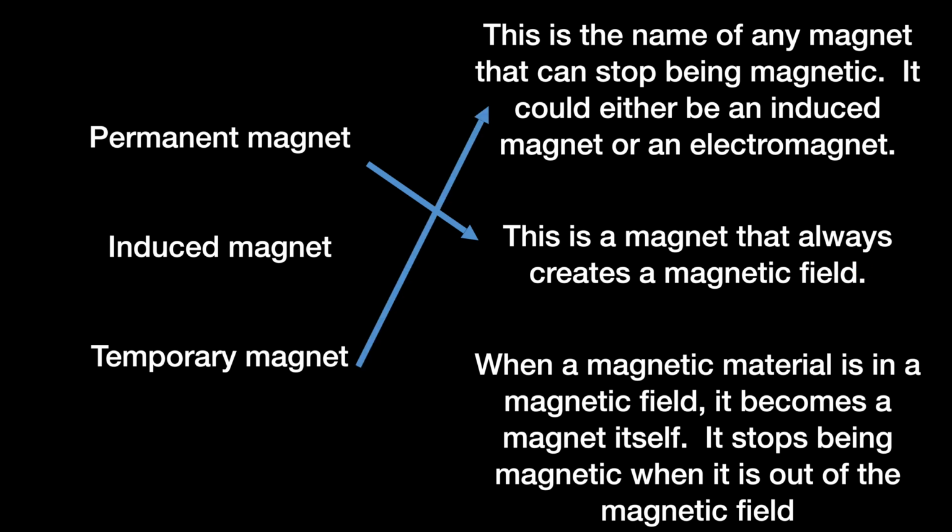A temporary magnet is the name of any magnet that can stop being magnetic. It could either be an induced magnet or an electromagnet, and we'll learn about electromagnets in the coming lessons. And finally, an induced magnet is when a magnetic material is in a magnetic field and therefore becomes a magnet itself. And it stops being magnetic when it is out of the magnetic field, just like the paper clips we saw before. Now, we've learned about permanent magnets, induced magnets, and temporary magnets.